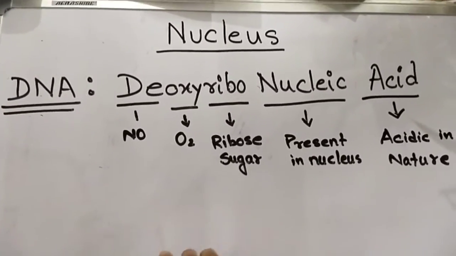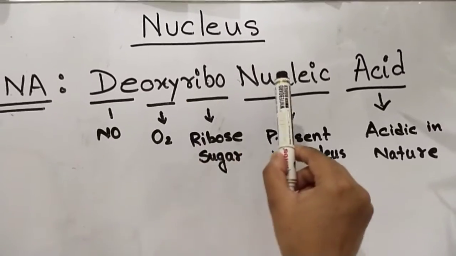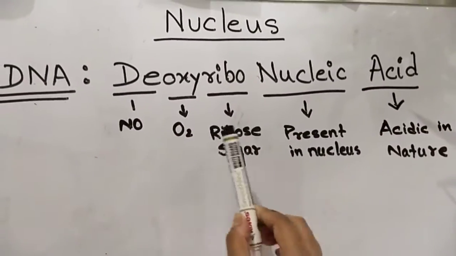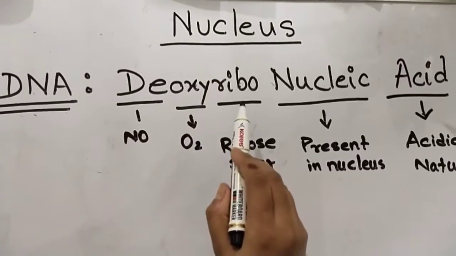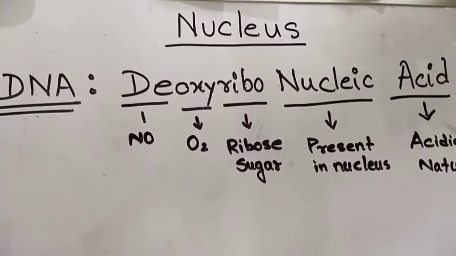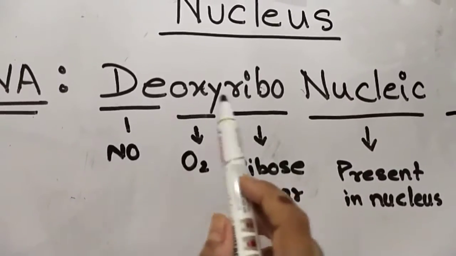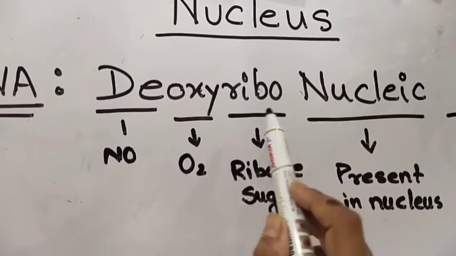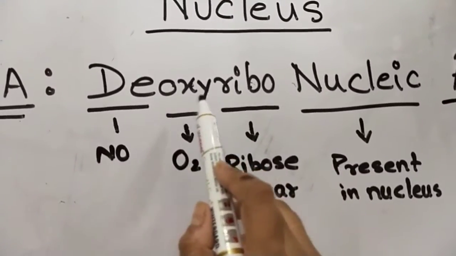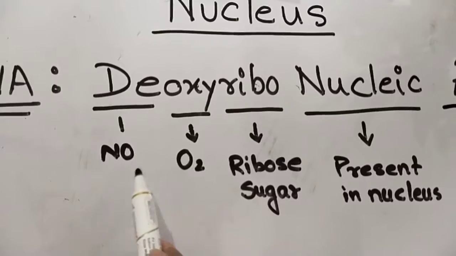Now we will look into more details about DNA. The full form of DNA is deoxyribonucleic acid. Now we will break the word to know the real meaning. The first word is deoxyribo. When we break it down, we get three terms: D, oxy and ribo. D stands for no. It means that whatever the word is attached to, it is the opposite of that. If it is saying oxy and deoxy, that means there is no oxygen.